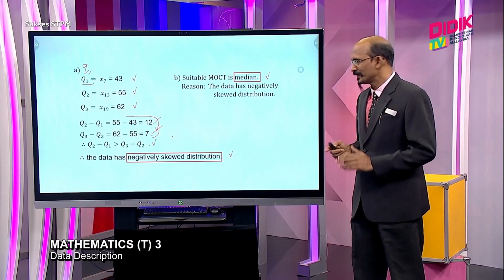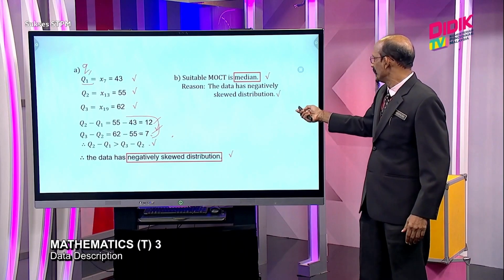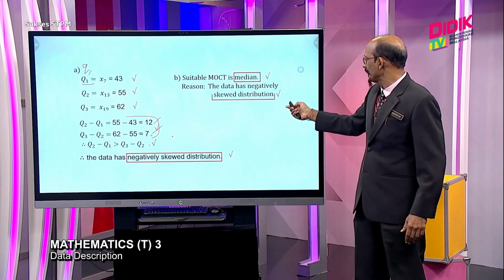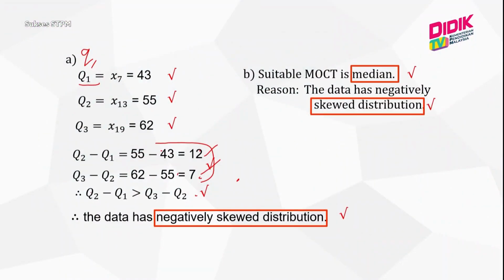Even if you never write, let's say you never write negatively skew, for this particular part, if you write just skew distribution, it is good enough already, because the skew here shows that you must use median. Whether it's positively skew or negatively skew, you must use median as a measure of central tendency.